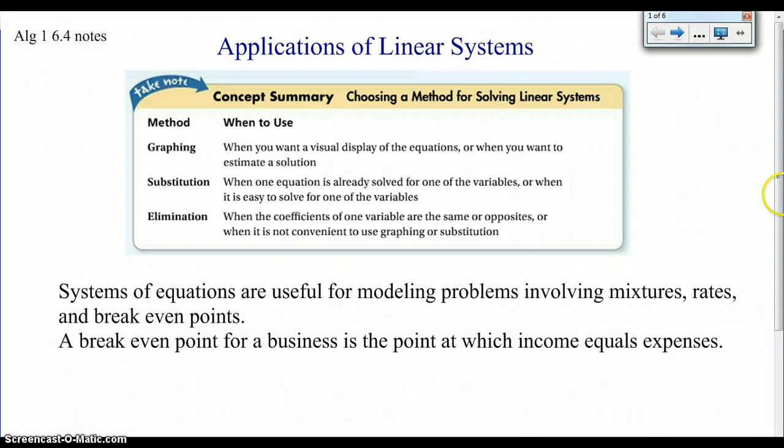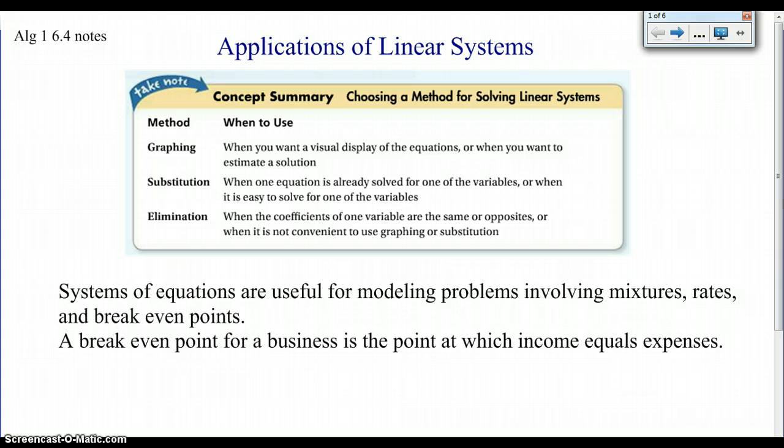Algebra 1 students, welcome to your 6.4 notes. We've spent the last three sections learning different ways to solve systems: graphing, substitution, and elimination. Today we're going to look at how we use this information to solve real life problems.